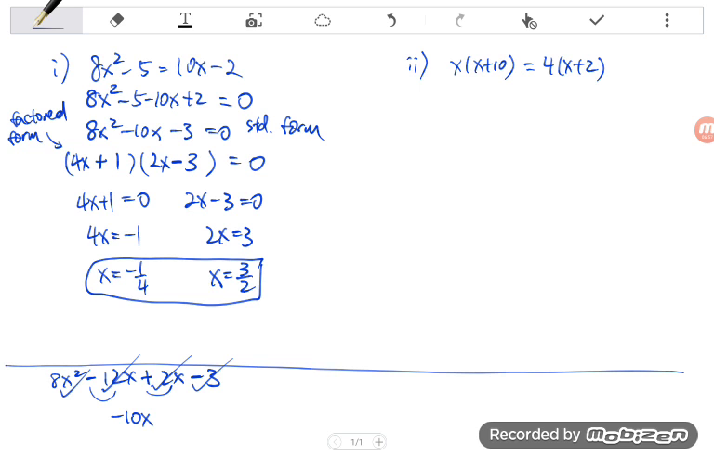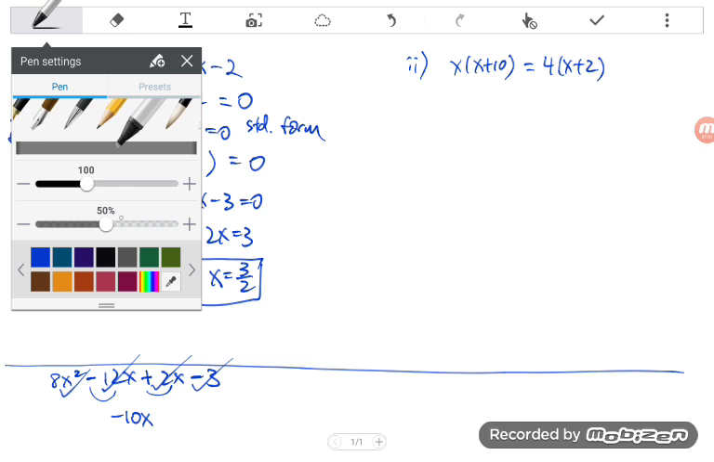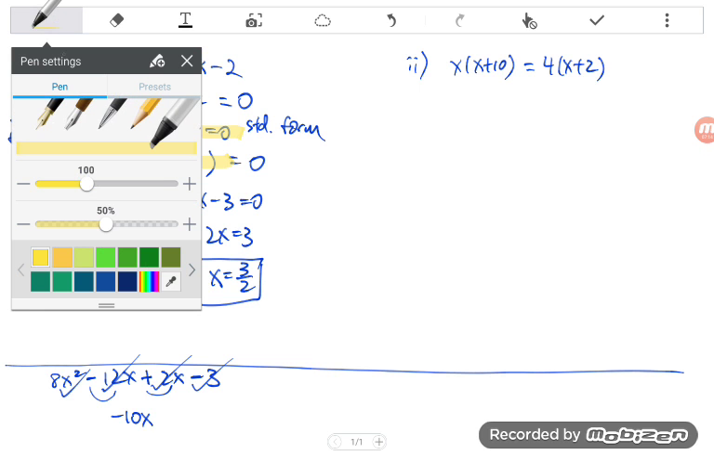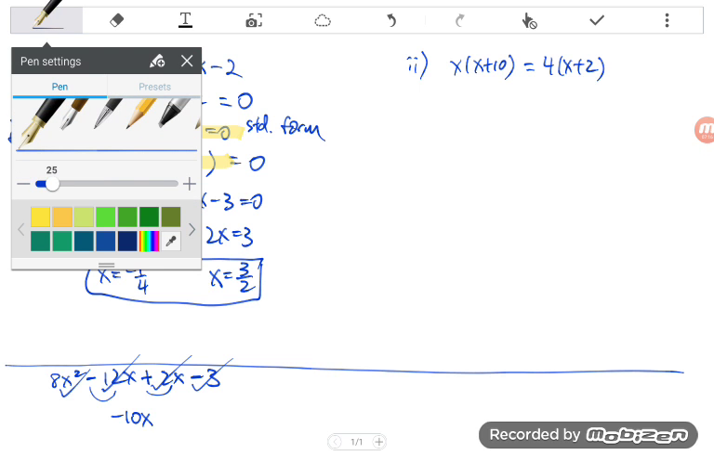As you can see, the factoring part, let me highlight it, the factoring part could be a bit tricky. From this step to that step, it can be tricky. Alright, let's continue. Let's look at the second example.